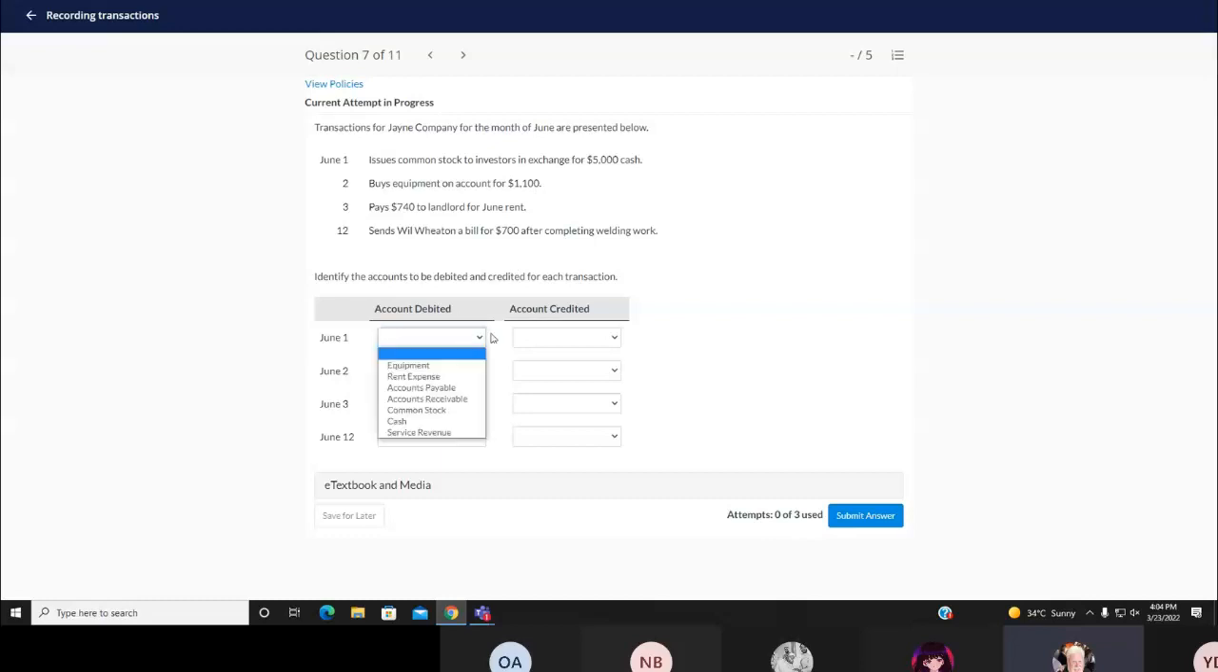Okay, now you have some transaction. Issued common shares. I issued common shares for cash. So what account is debited? Which account increases? Cash, right? Which account is credited? Well, which two accounts are affected? Common stock, cash. Right. June 2nd, I buy equipment. Remember your transactions last time? Oh, we don't say increase and decrease. We say debit and credit.